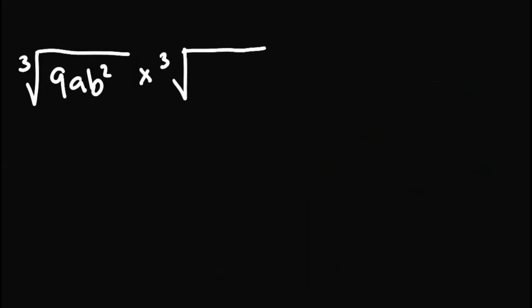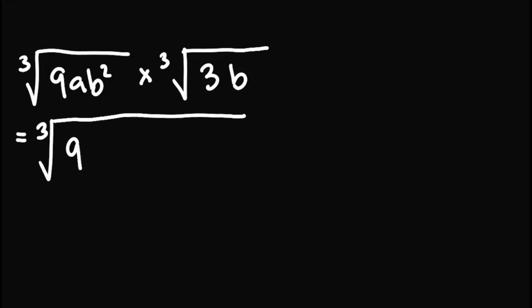Let's have this third example. Let's have the cube root of 9ab squared times the cube root of 3b. So again, we multiply the radicand inside each. So we have the cube root of 9ab squared times 3b. And again from here, let's try to simplify some things.